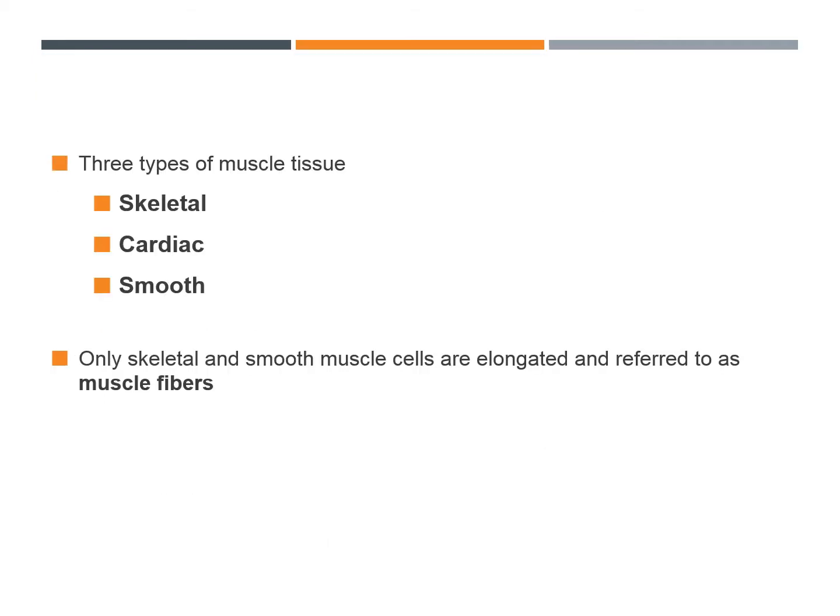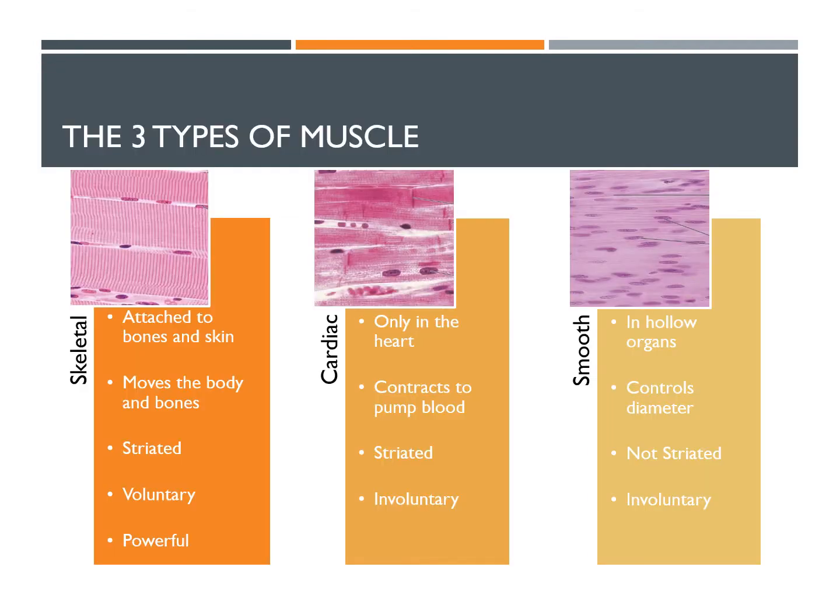There are 3 types of muscle tissue: skeletal muscle, cardiac muscle, and smooth muscle. Now, because the cells in your skeletal muscle tissue and your smooth muscle tissue can be elongated, those cells can sometimes be called muscle fibers. Now let's take a look at the 3 types of muscle in a bit of detail.